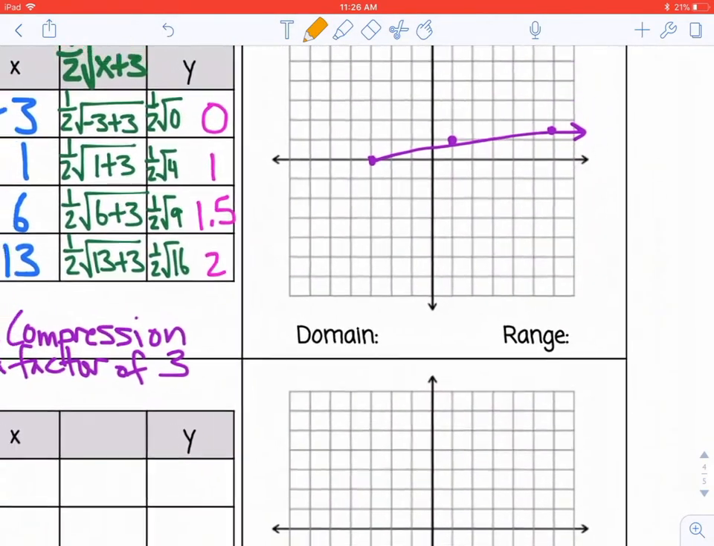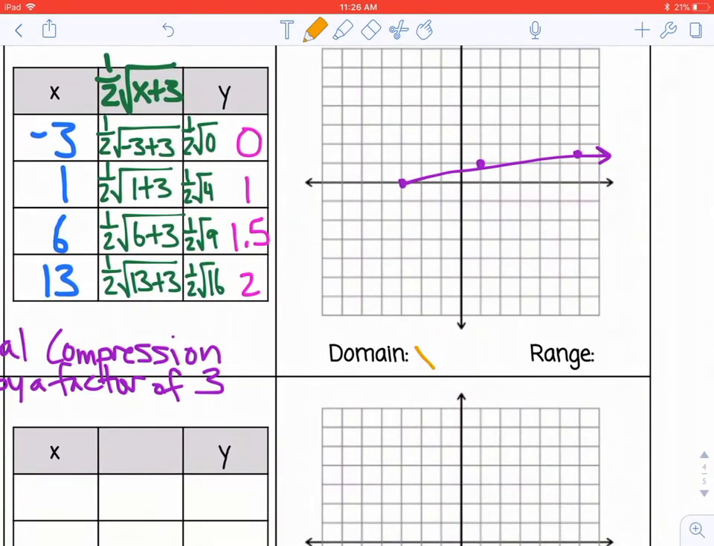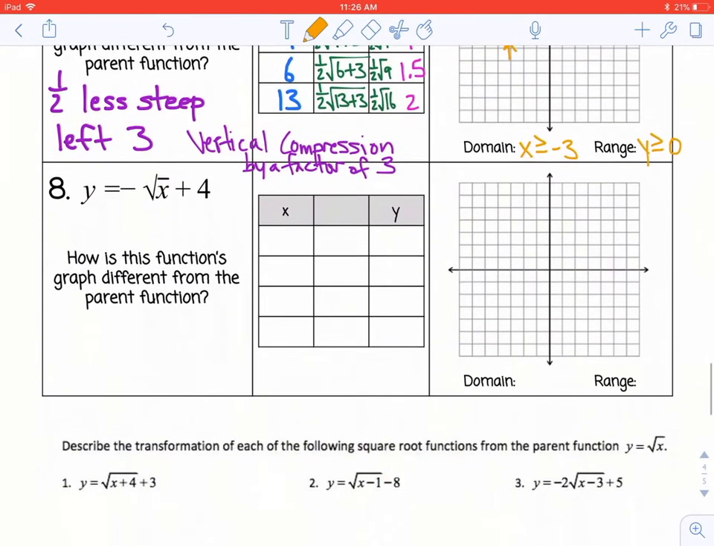The domain is still what your x can equal. In this case, x starts at -3 and then it goes up from there. So we say x is greater than or equal to -3. And the range is what the y values can be. Your y value starts at 0 and then it's going to go up. So y is greater than or equal to 0. All right, so we have one last example.